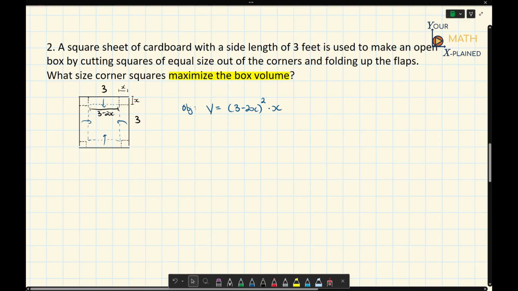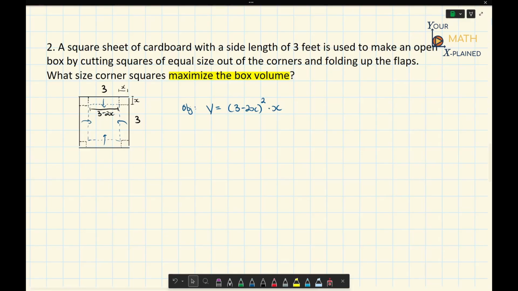Now notice for this particular question, we don't actually have another constraint equation because our objective equation is already only in terms of one variable. So that means we can just write this as V of x is equal to x times 3 minus 2x squared. So same thing as earlier, we're going to go ahead and write down the domain of this equation.